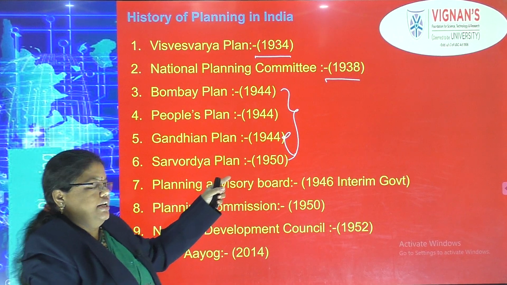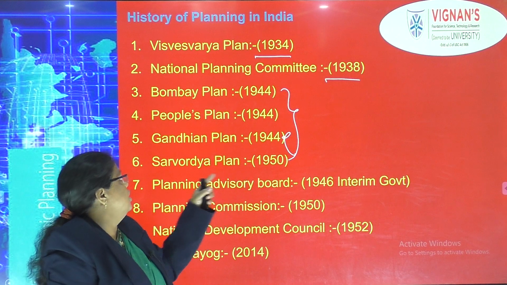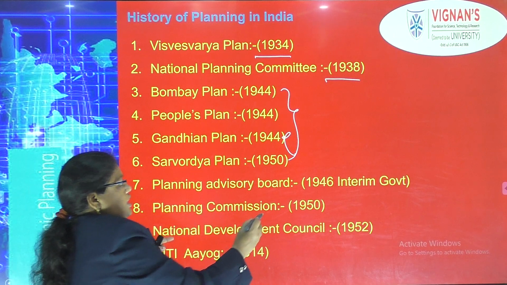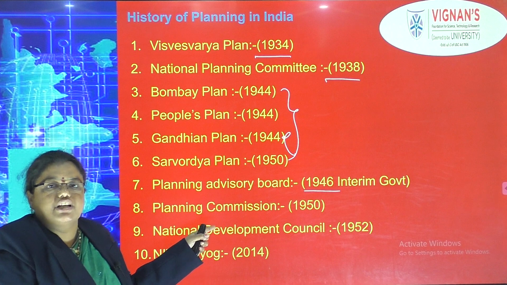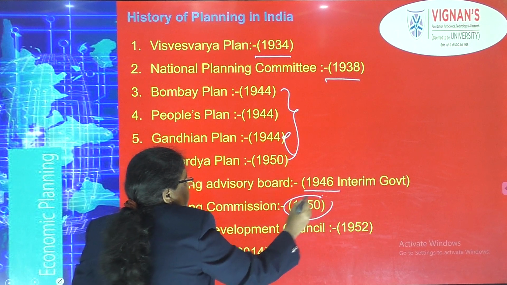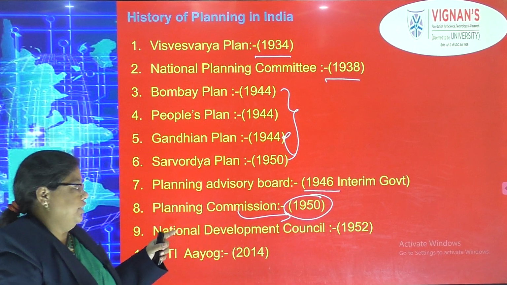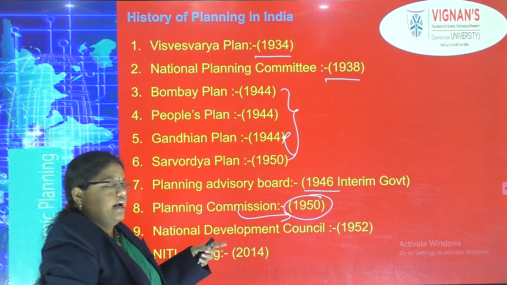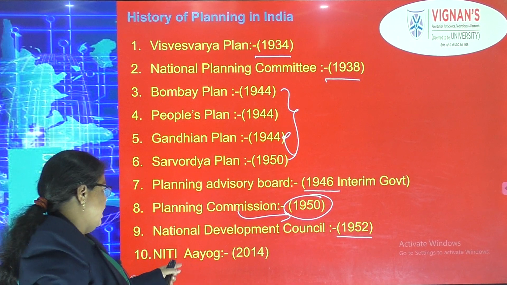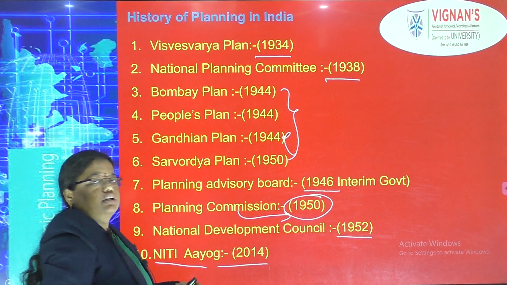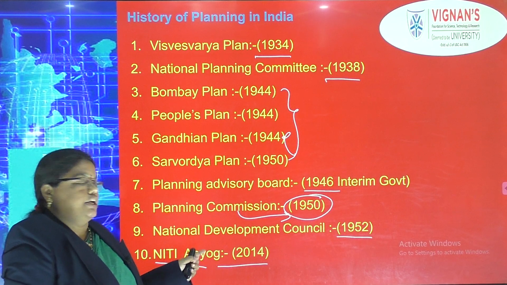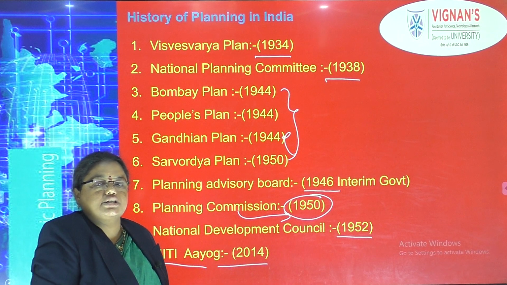Sarvodaya Plan is in 1950. Planning Advisory Board is in 1946. Planning Commission is in 1950. National Development Council is in 1952. Finally, NITI Ayog is in 2014 or Jan 1st, 2015.